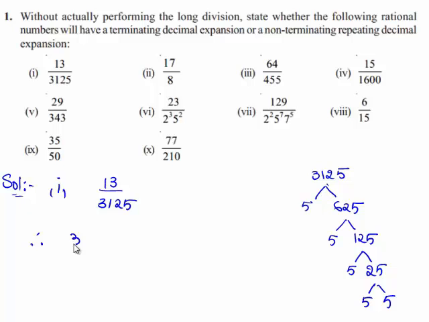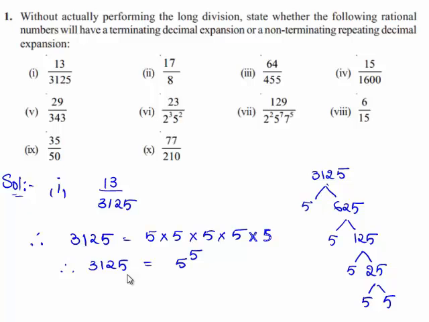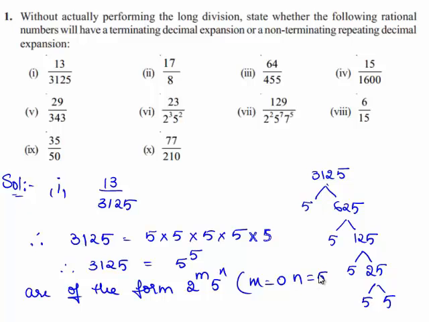Therefore, 3125 can be expressed as 5 multiplied by itself 5 times. Therefore, 3125 can be written as 5 power 5. Therefore, the factors of 3125 are of the form 2 power m and 5 power n, where m is equal to 0 and n is equal to 5 in this case. Therefore, the given rational number has terminating decimal expansion.